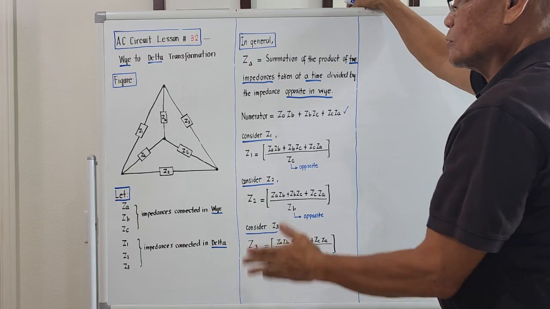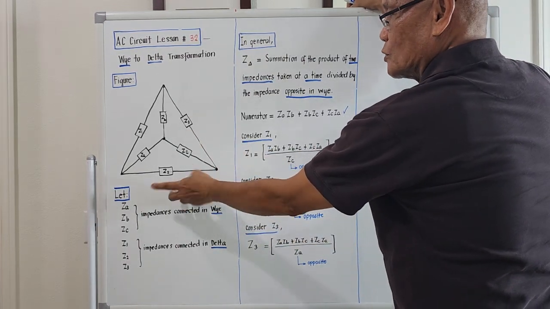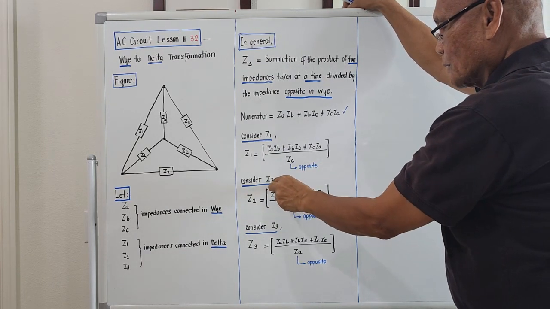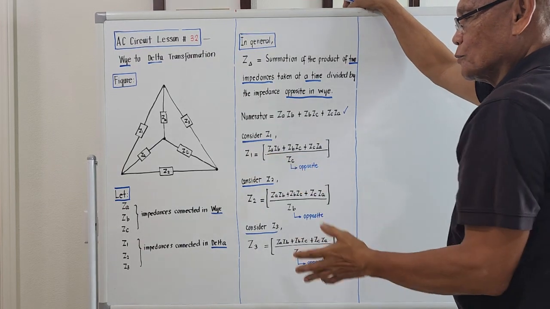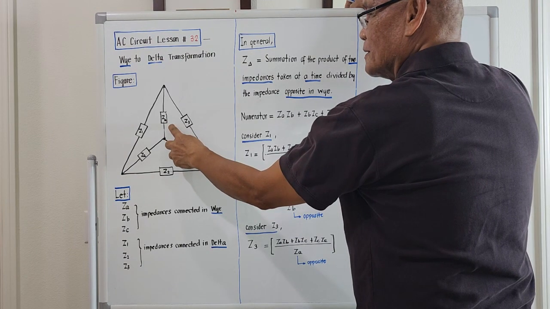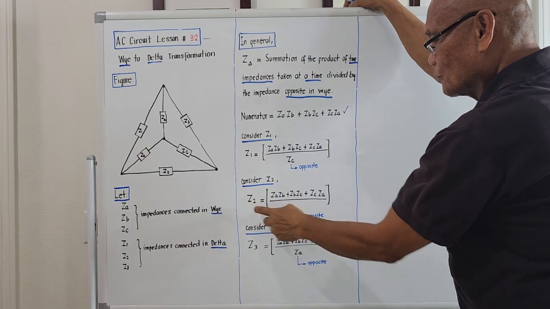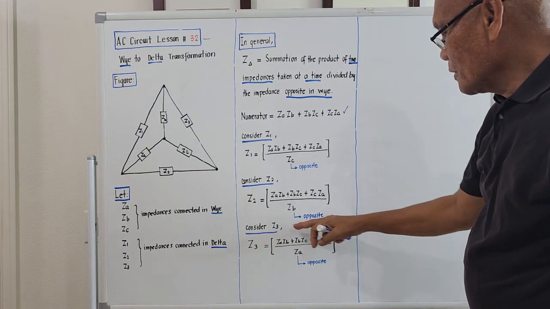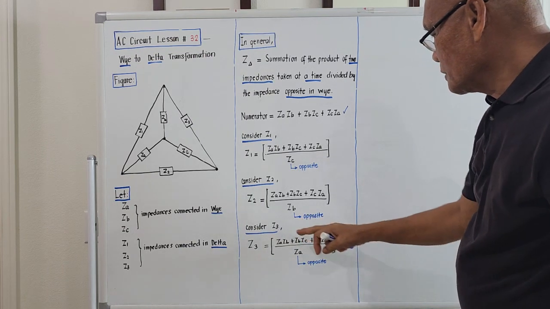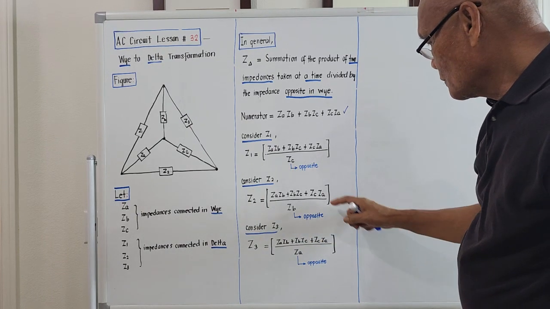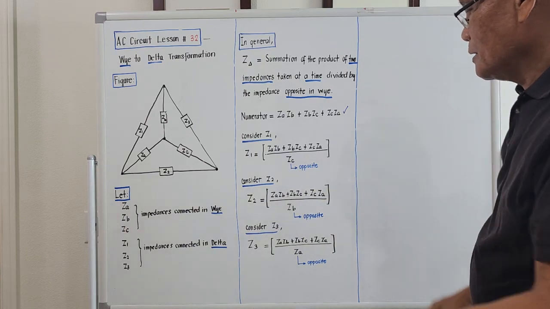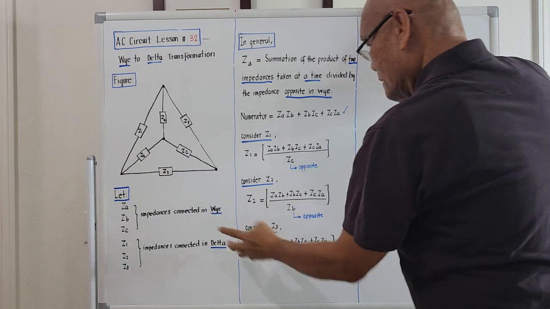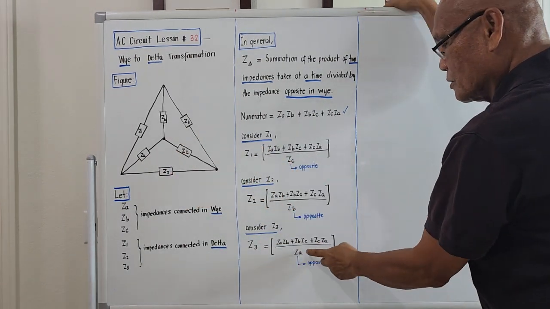Considering Z sub 2, the numerator will still be the same, the summation of the individual products, two at a time. The opposite of Z sub 2 in Y is actually Z sub B, so the denominator of Z sub 2 will be Z sub B. Considering Z3, the numerator will still be the same: Z A Z B, Z B Z C, Z C Z A. And its opposite in Y is actually Z sub A, so the denominator of Z sub 3 will be Z sub A.